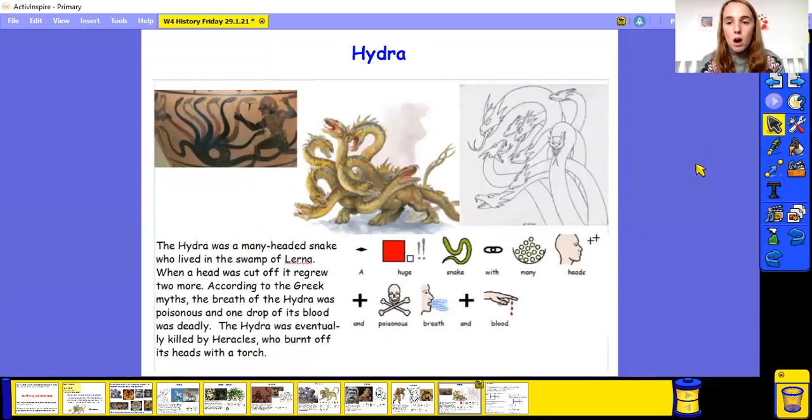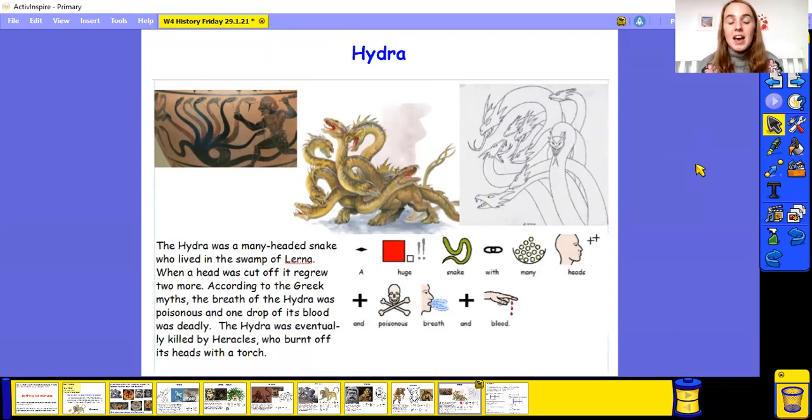And the last one, which I think is a really impressive beast, is called the Hydra. Now, the Hydra was a many-headed snake. So it was a snake creature and it had lots and lots of snake heads. Now, when a head was cut off the Hydra, it regrew. So it grew back. It didn't kill the Hydra. It didn't just kill one head.